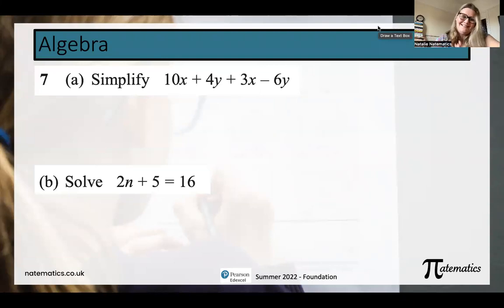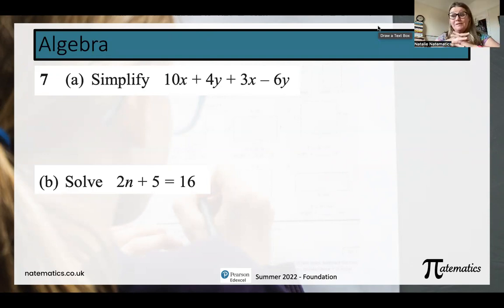Here we go now, as promised. Here's your next question. So we have algebra now. And again, this is still from an IGCSE paper, foundation level. So we've got two questions, again, with two different words. We have a simplify, and then we have a solve. Oh, didn't have that one in the last one, did we?